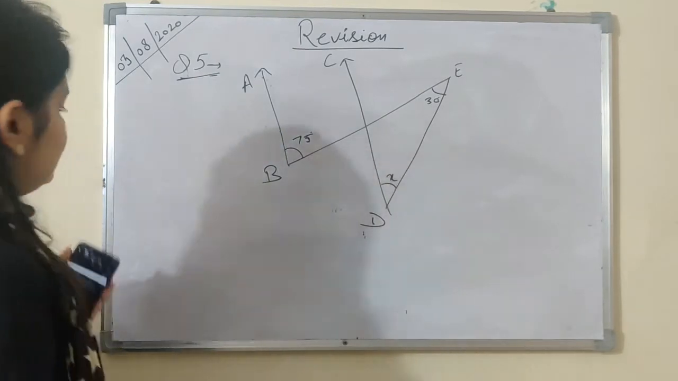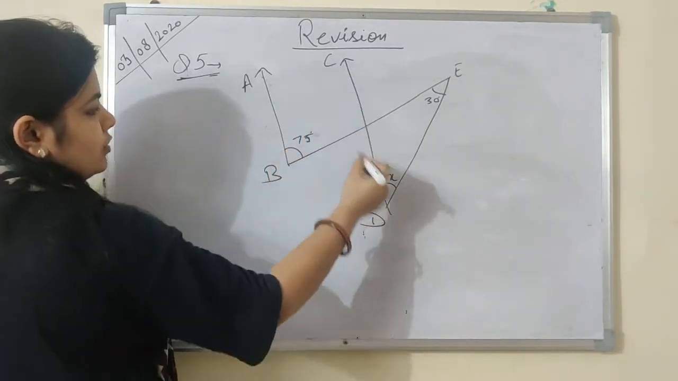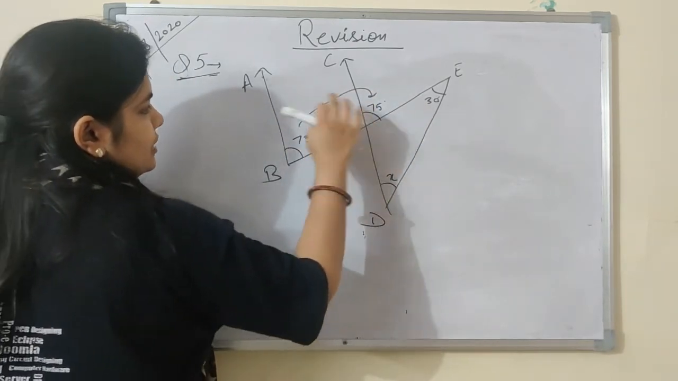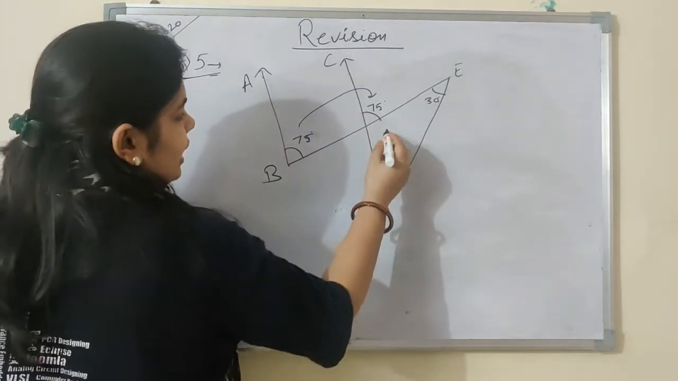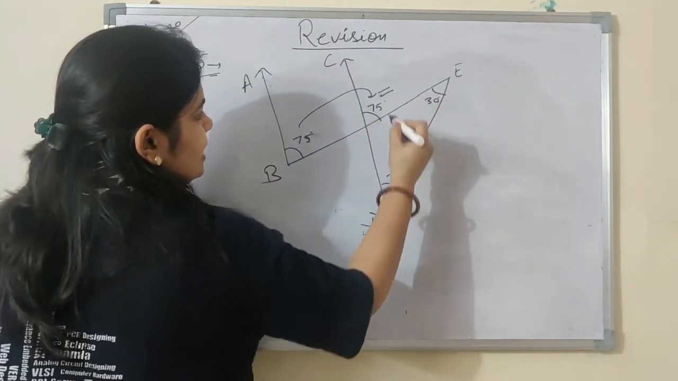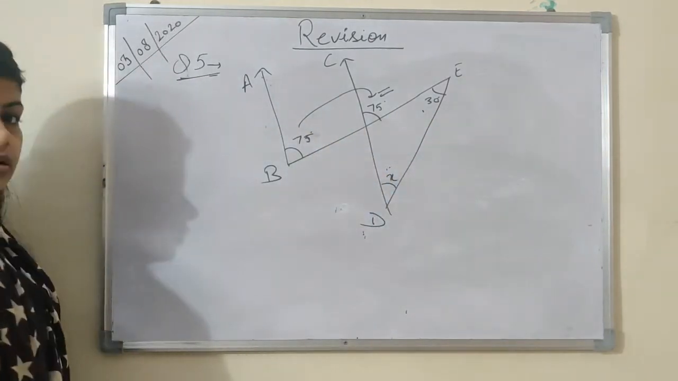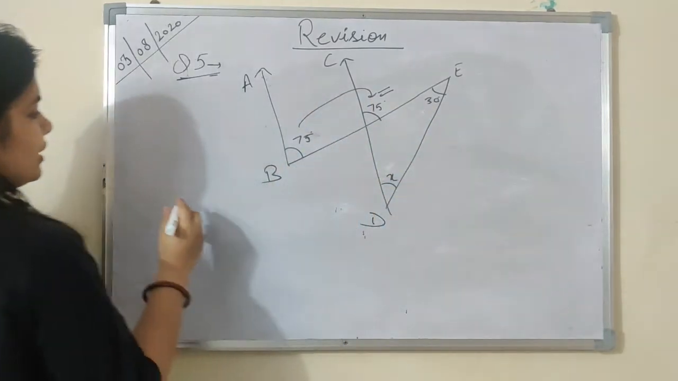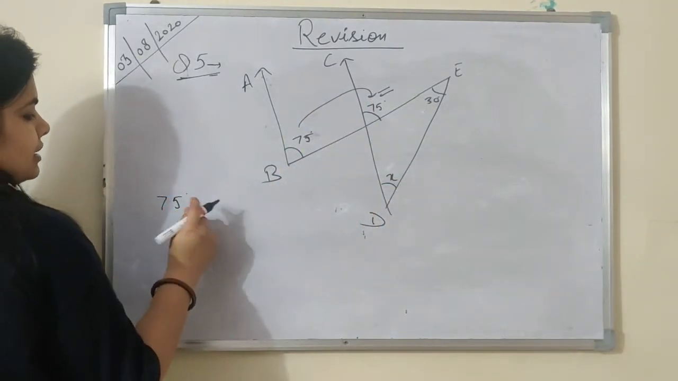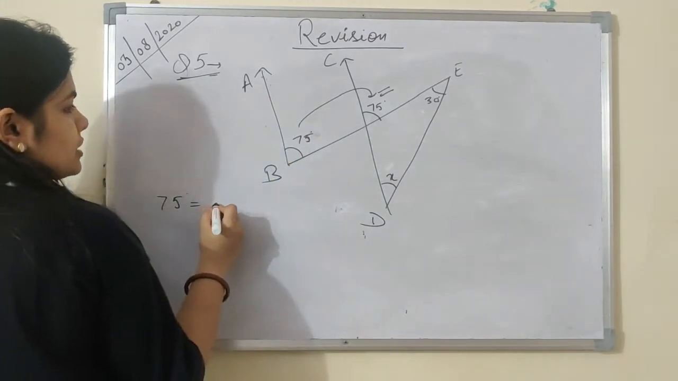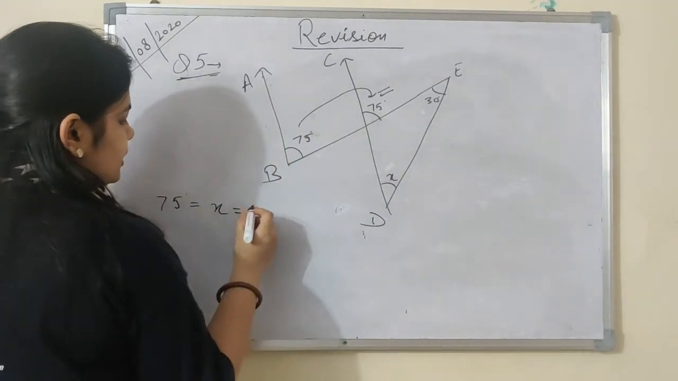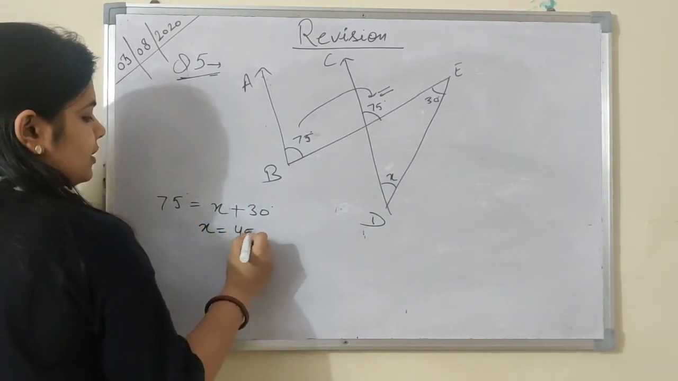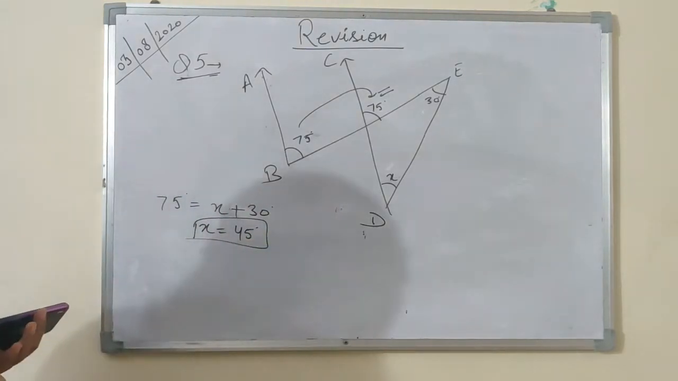Now what we can apply here, as we know that AB is parallel to CD, so we can apply the corresponding angle property over here. That is, if this is 75, then this will also be 75. After applying this, we will observe that this angle is acting as an exterior angle for 30 and x. So we can apply the exterior angle property that says exterior angle is equal to the sum of the opposite interior angles. So we can apply it like this and we will find the value of x, that will be 45. I think this is clear to all of you.